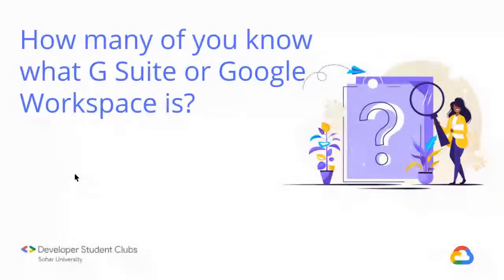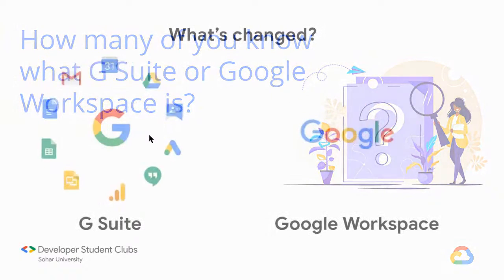So, Google Workspace was formerly known as G Suite. It's a collection of cloud computing and productivity collaboration tools, software and products developed and marketed by Google. It was first launched in 2006 as Google Apps for your domain and rebranded as G Suite in 2016. So, what's changed?